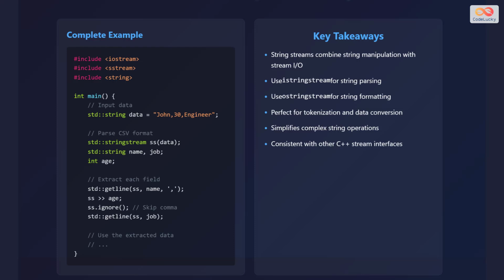In summary, string streams combine string manipulation with stream input and output. Use istringstream for string parsing and ostringstream for string formatting. String streams are perfect for tokenization and data conversion, simplifying complex string operations and staying consistent with other C++ stream interfaces.